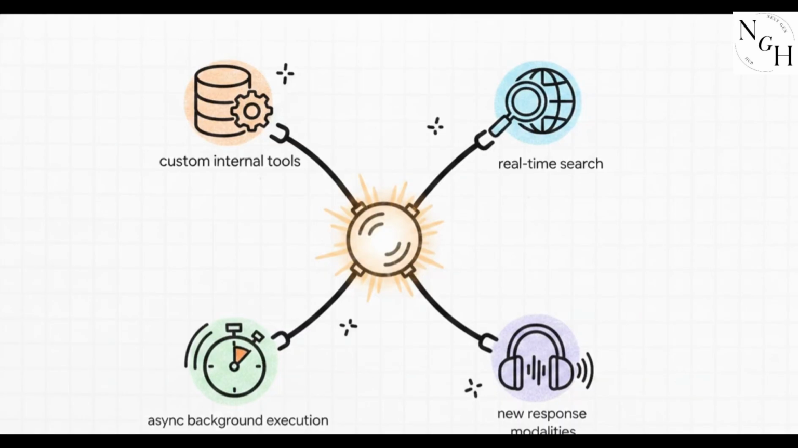You can now launch async background executions for tasks that take a really long time to run, so no more annoying timeouts on the client side. You can seamlessly mix first-party tools like real-time Google Search with your own internal custom database functions inside the exact same interface. Plus, it fully supports all those new response modalities we mentioned earlier. You can literally just ask the API directly for an audio file generation.